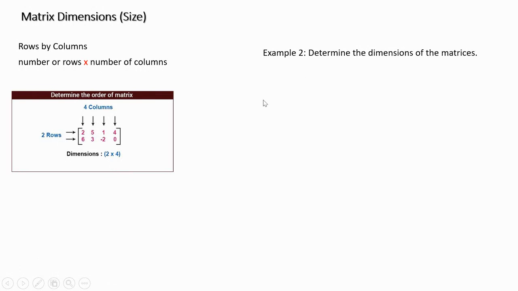Example 2, determine the dimension of the matrices. Okay. For example, this will be a 3 by 3, right? Because we got 3 rows and we got 3 columns. Can somebody name the size of the second matrix? Anybody?